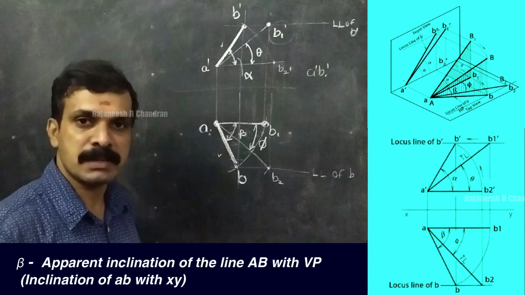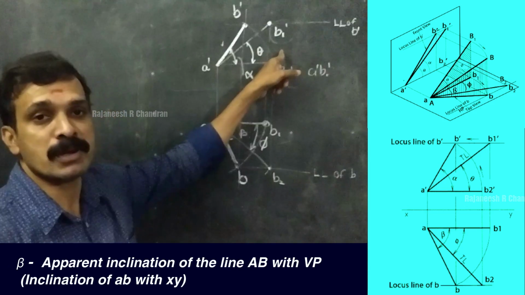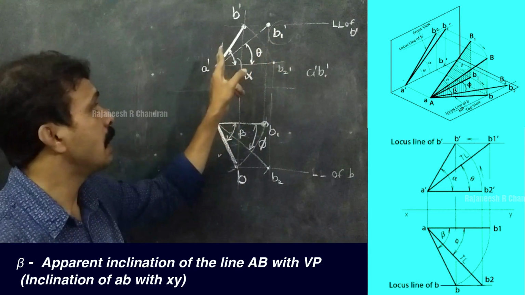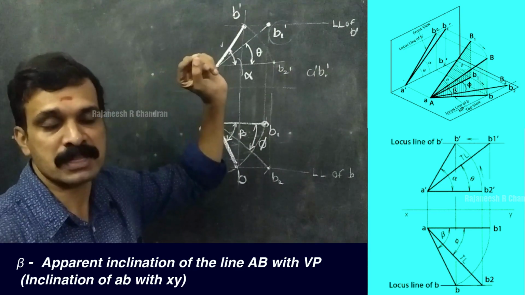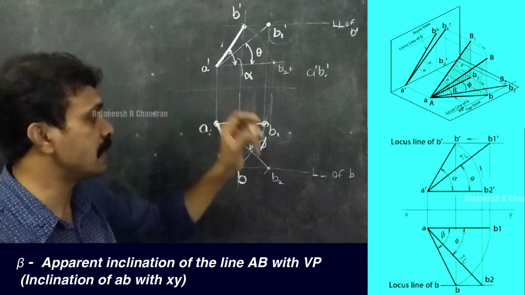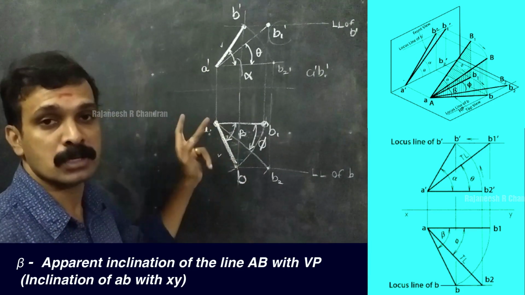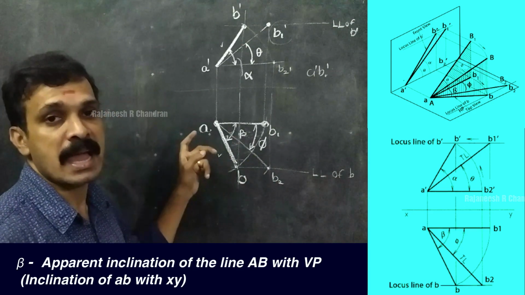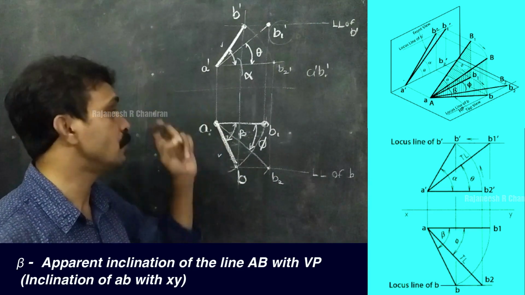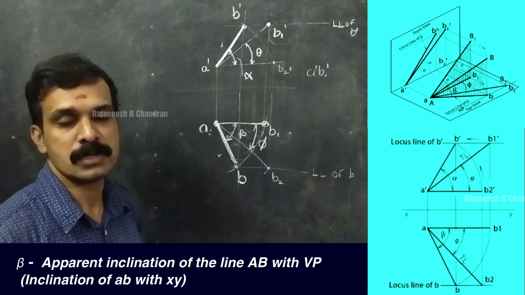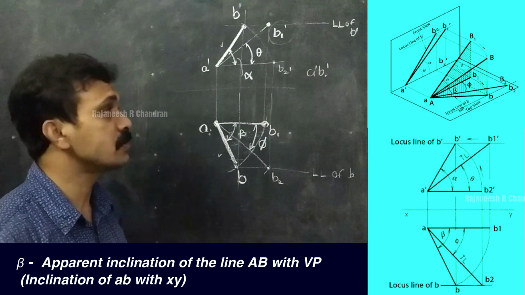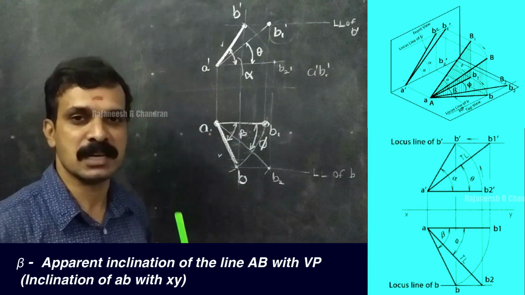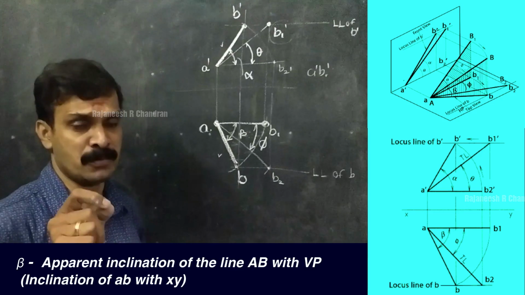So in the rotating line method, the angle of A dash B1 dash, that means the true length in the front view, will be theta, the angle of A dash B dash will be alpha, that is the apparent inclination with the XY line, the angle of AB2, or the true length of the line with the VP, is phi, and the angle of AB, that is the top view, is beta. I hope all of you have understood this concept, and in the next video we will discuss the rotating line method with the help of an example.